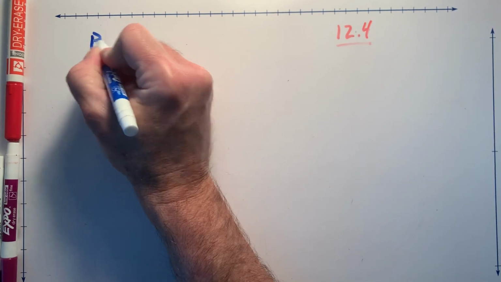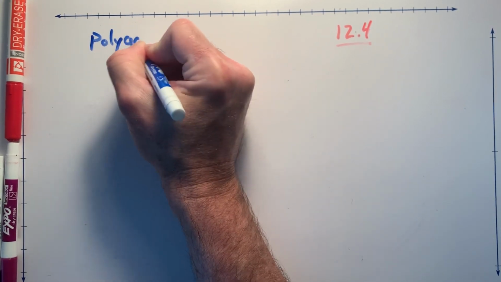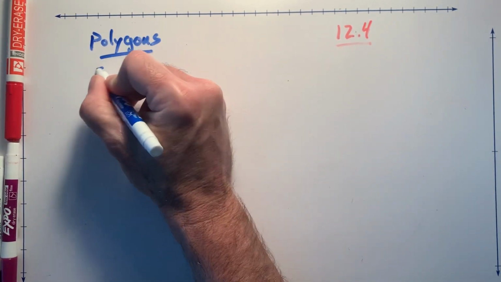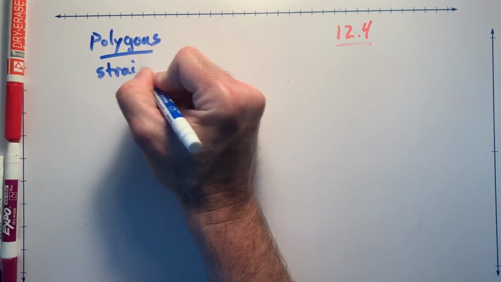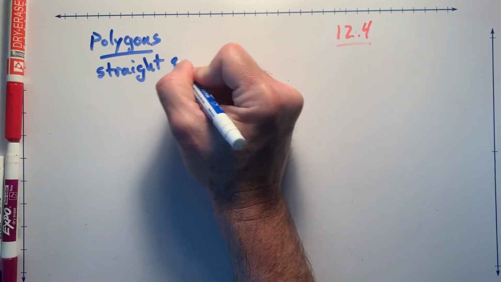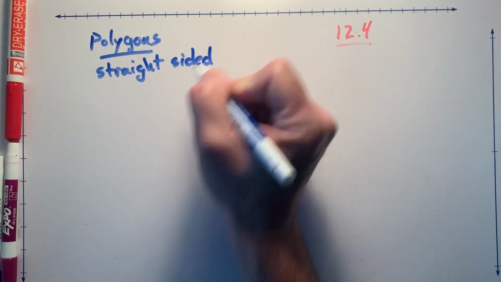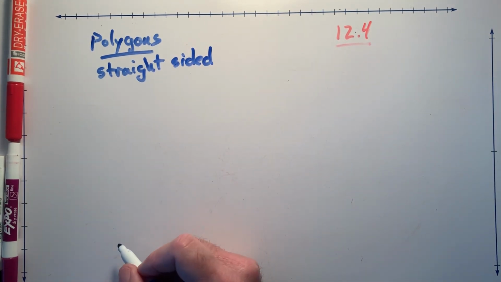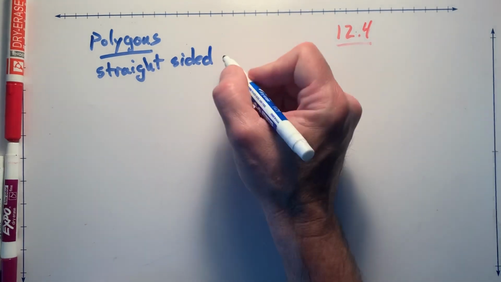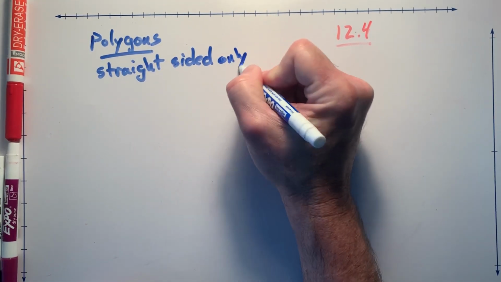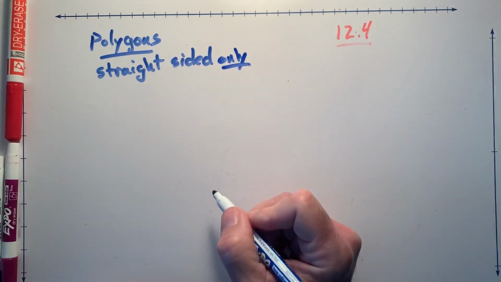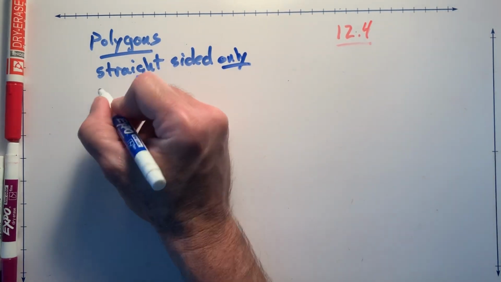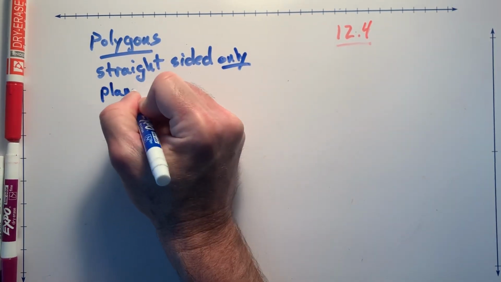First of all, polygons are straight-sided shapes. Anything with a curve, anything that looks like a circle is not a polygon. It must have straight sides only. So I'll even write only after it. Straight-sided only. We also know that they are plane shapes.